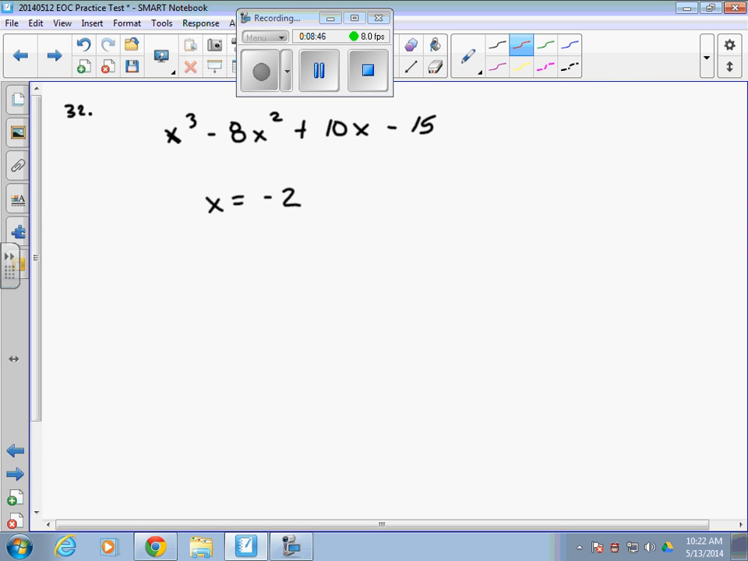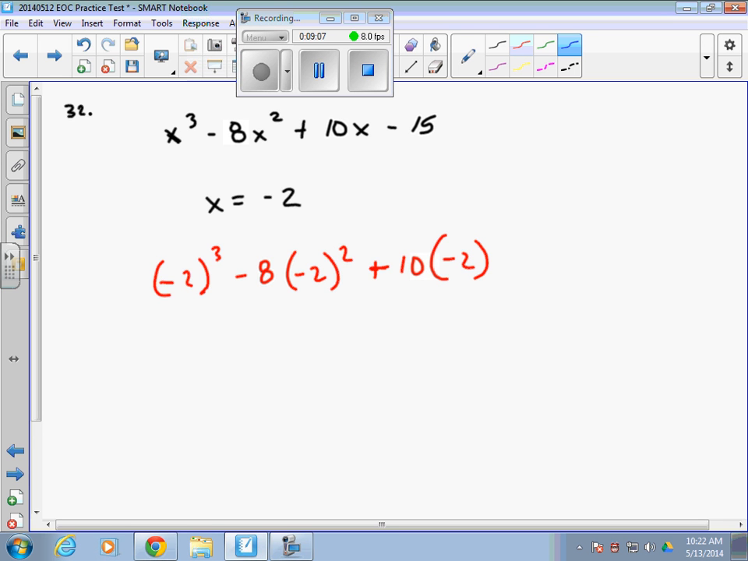Number 32 says the engineer uses this expression. What is the value you get when you use X's value being negative 2? Negative 2, you're just plugging it in. You substitute it in every spot. Negative 2 cubed, minus 8 times negative 2 squared, plus 10 times negative 2.